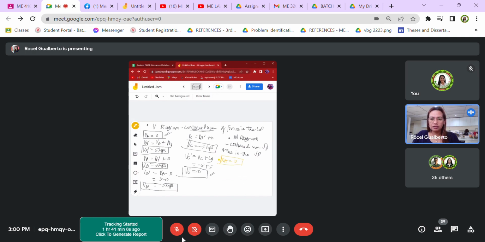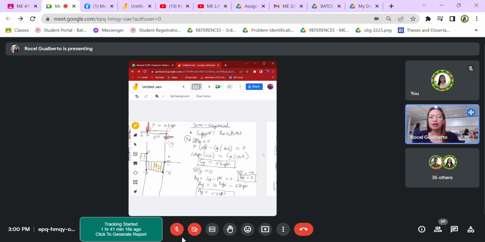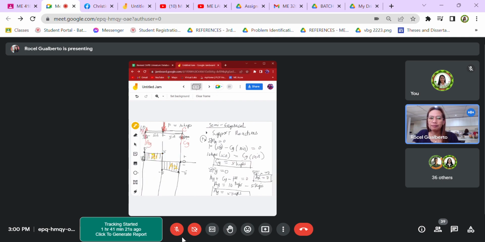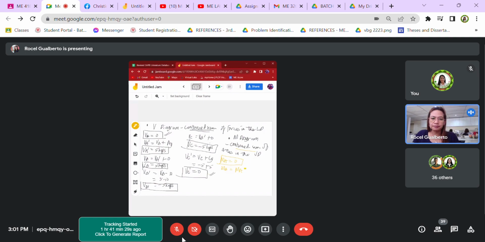So, for each letter, there is only one moment. So, you go now to moment at B. The next one, because it is a continued sum. So, moment at A, what will we add? Okay? In between A and B, you look, is there an area in between? Yes, it is area 1. So, you add area 1. Okay, plus area 1.